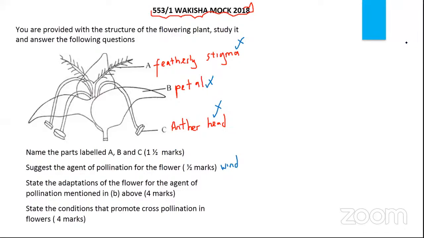Any other person, please raise your hands, or you can type your answers in the chat box. And then Maureen is typing and saying that it has feathery stigma, which provides a large surface area for filtering pollen grains from air. Thank you very much, Maureen, for that answer. It's a very good one. Yes, Isabella. They have small petals, hence they cannot be seen by insects. How is it an adaptation?